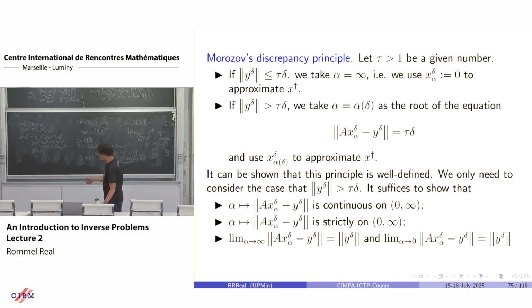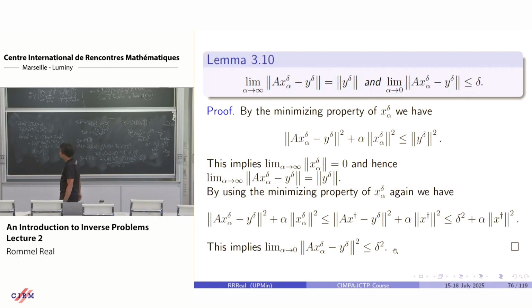And then later on, we will show that this principle is well defined. In particular, we only need to consider the case where we have a root of this equation. So we'll only consider the case that our noisy data is not dominated by the noise. And it suffices to show these three things. Let's go to the first one. Let's show that we have these two results in this lemma. And that's a very short proof. It works like this.